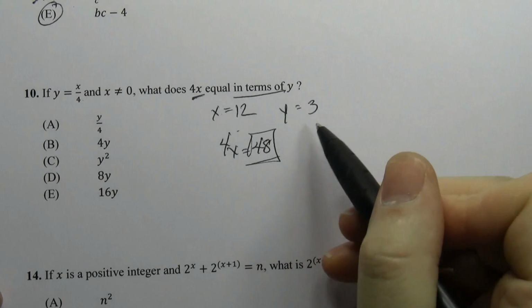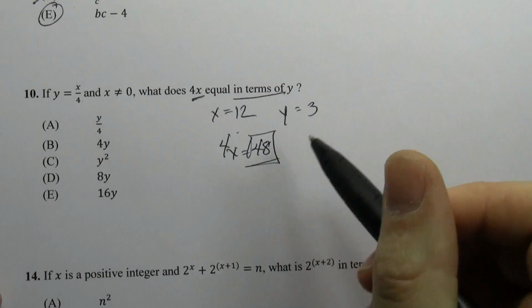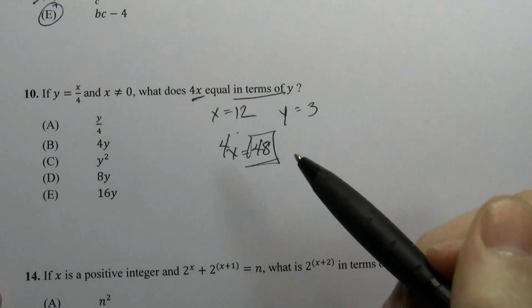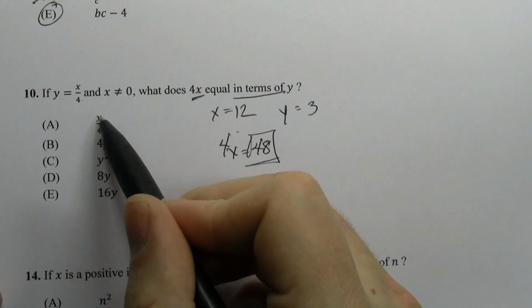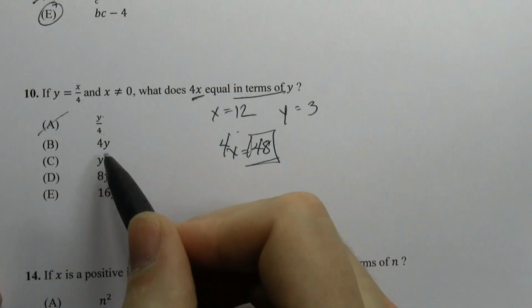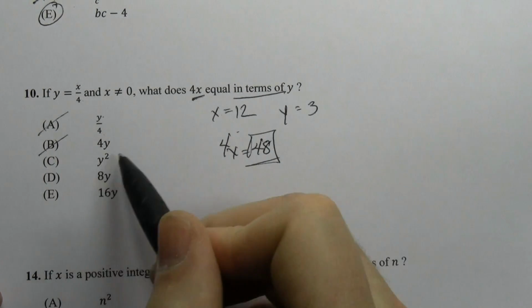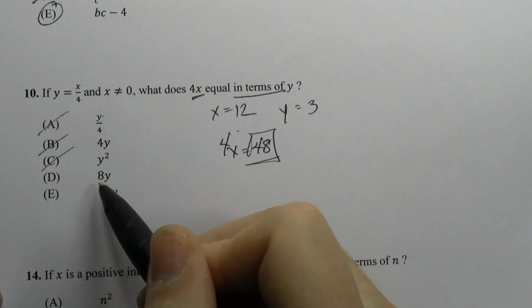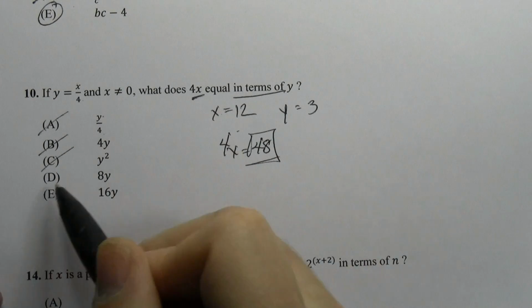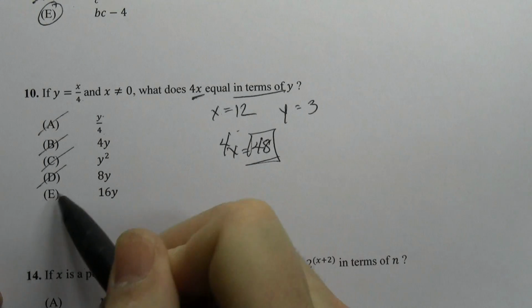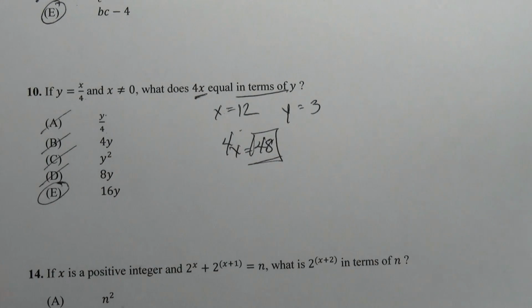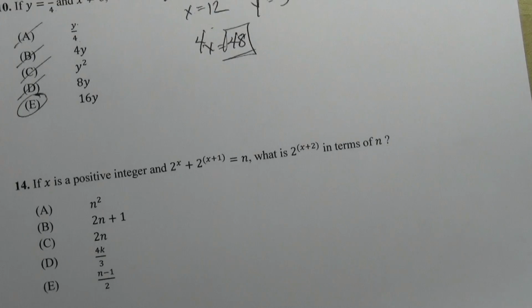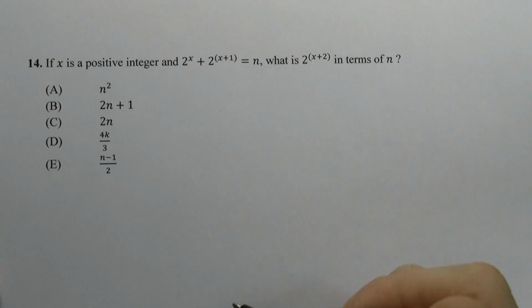So I have to look at the answer choices and figure out which of these, when we put 3 into them, is going to equal 48. So 3 over 4 is not 48. 3 times 4 is 12, that's not 48. 3 squared is 9, that's not 48. 3 times 8 is 24, that's not 48. And 16 times 3 is 48, that's the answer. Okay, make sense? All right, let's try a slightly harder one.